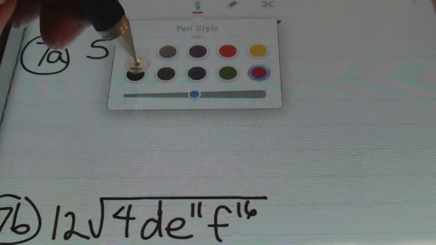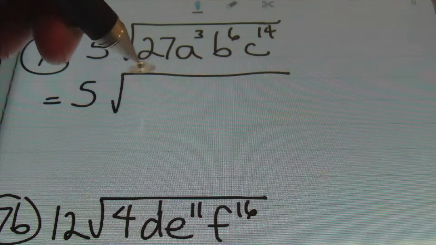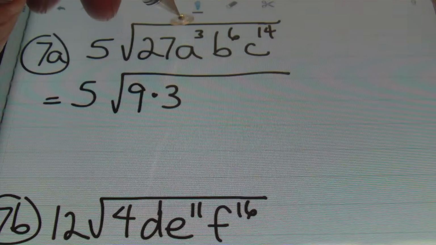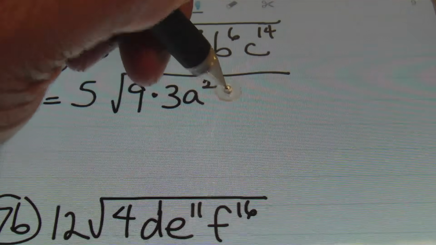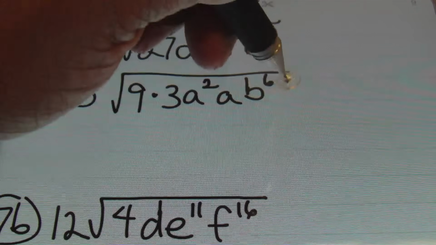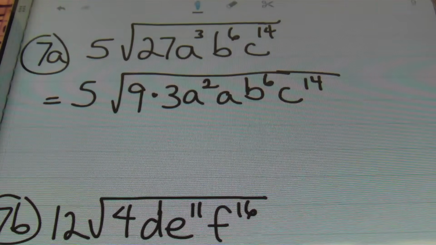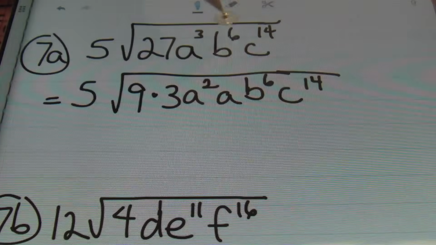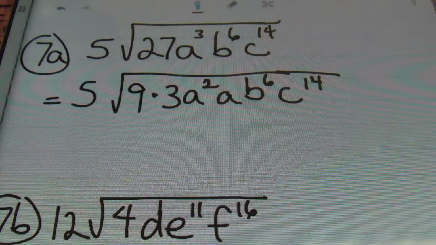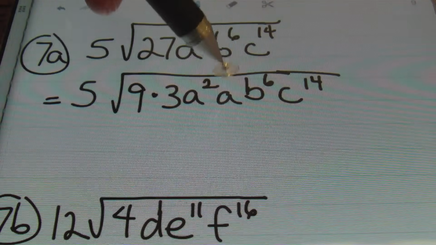So I'll be rewriting this as 5 times the square root of... the largest perfect square within 27 is 9, so I'm rewriting this as 9 times 3. The largest perfect square within a to the 3rd power would be a squared. That leaves me just one a left. B is already a perfect square with b to the 6th power, and our c is to the 14th power, and it's also a perfect square, so it doesn't need to be changed any. Remember, anytime your exponent is even, you already have a perfect square. Since a to the 3rd power was an odd number, I was looking for the largest even number within 3, and that's going to be 2. That left me with 1 over.